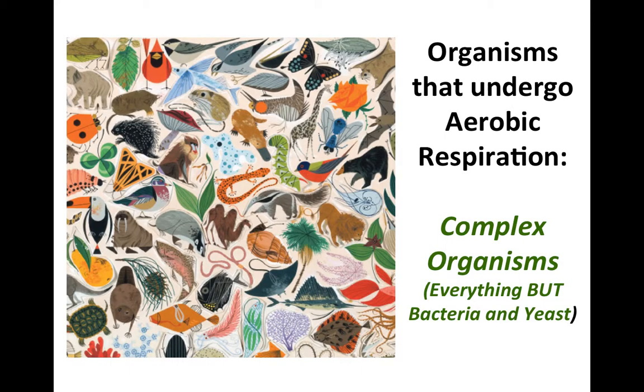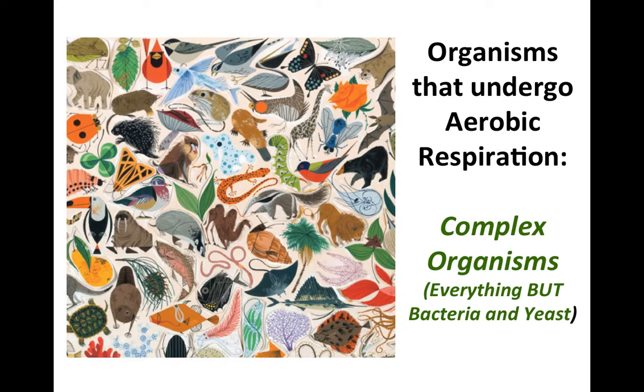Now, the organisms that undergo this one, what I put down is complex organisms, which actually isn't very specific. What I mean by that is basically any and everything but bacteria and yeast. So that's a huge scale there. It's anything and everything but bacteria that's going to be undergoing this process, so it's going to be a lot of things. Or, if I were to break this down even more specifically, anything that has a mitochondria. How about that?